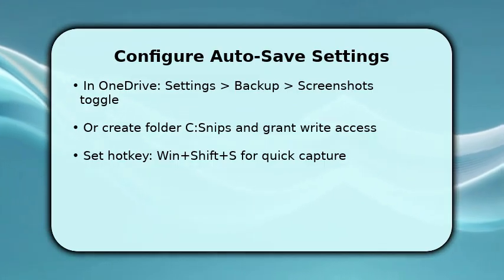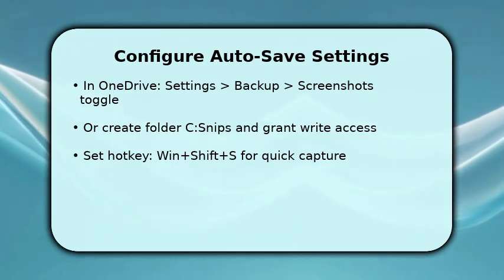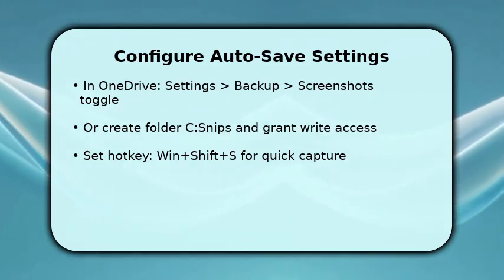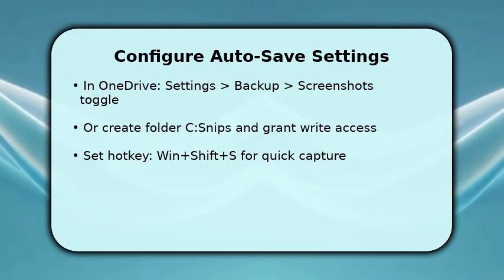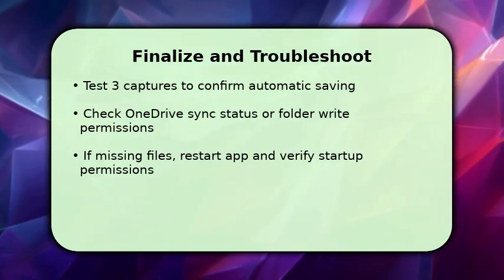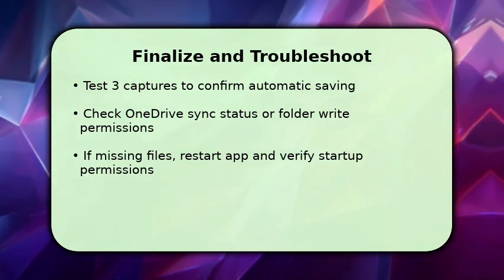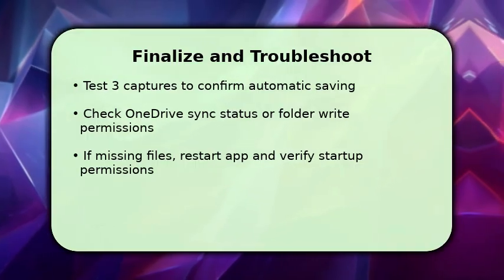Once done, set or memorize the capture hotkey, Win+Shift+S, and test a snip. This ensures captures are routed and saved where you configured them. Finish by doing 3 full tests. Take a snip, then check the target folder or OneDrive pictures/screenshots for saved files. If everything appears, you're done.